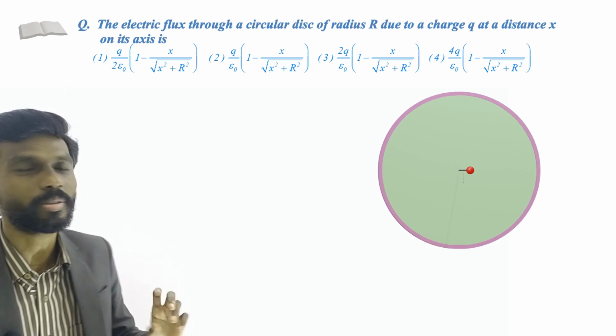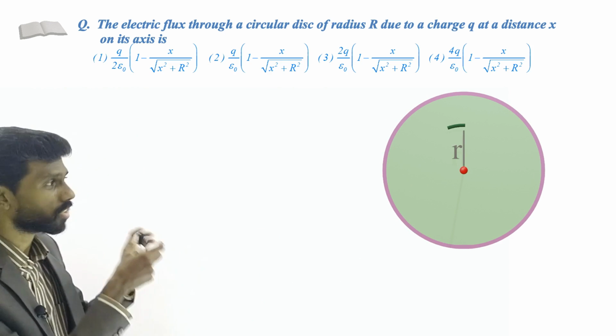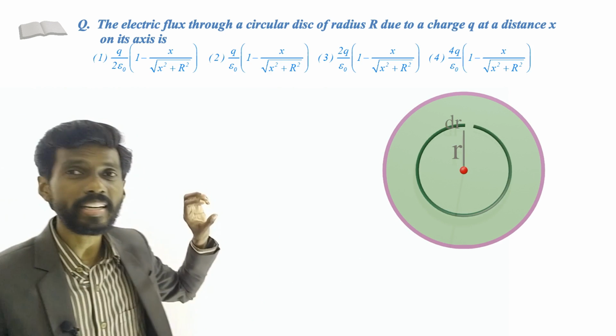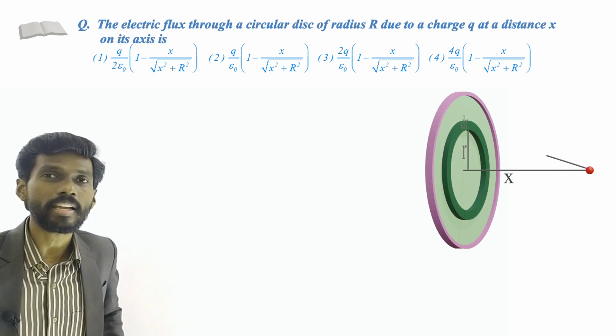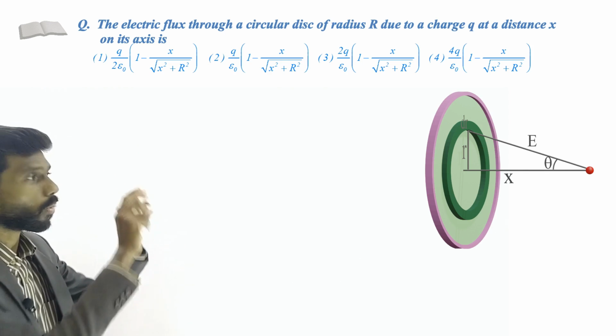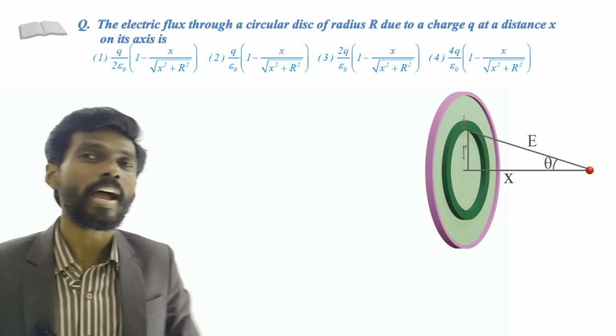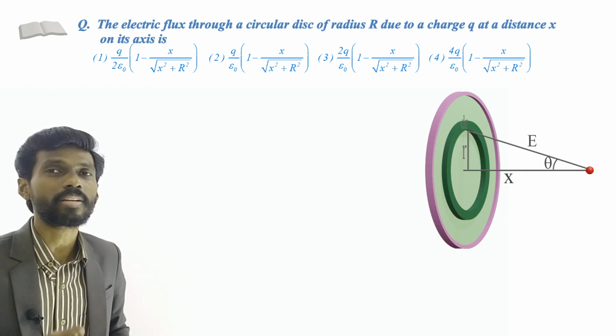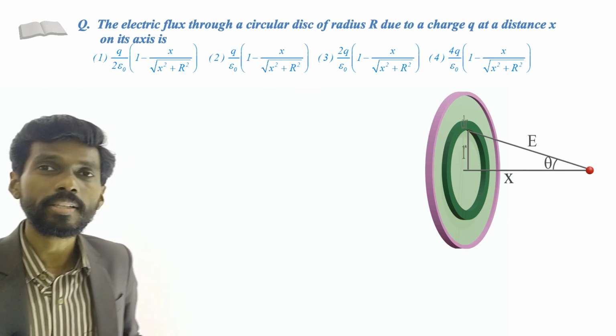So obviously what you have to do, let's consider a small portion in the shape of a circular ring, having radius r and thickness dr. So let us find the flux only through this surface, only through that ring. And using integration we can find the electric flux through the entire disk. Alright, so let us find it.